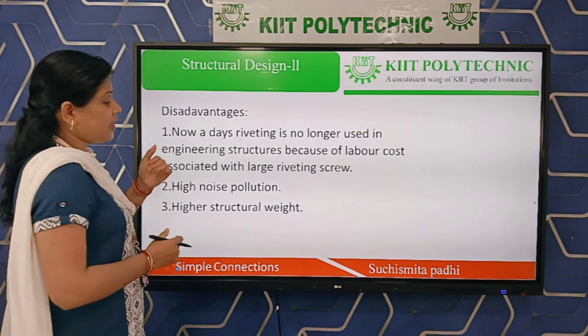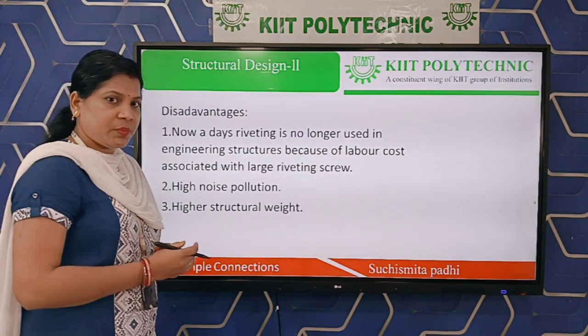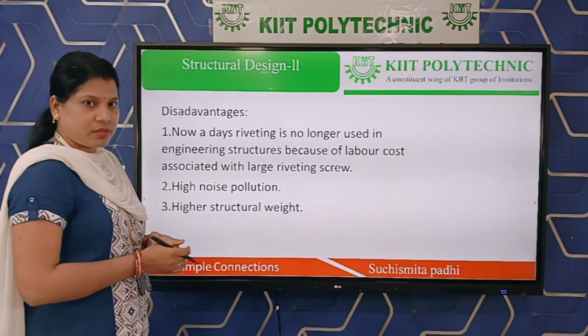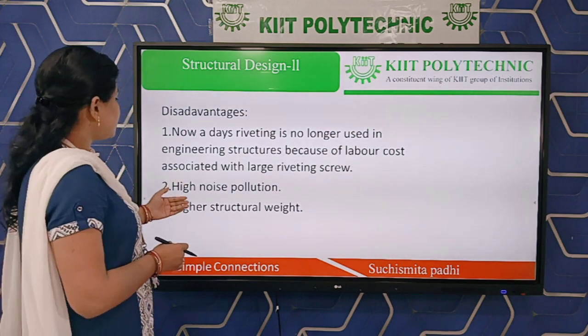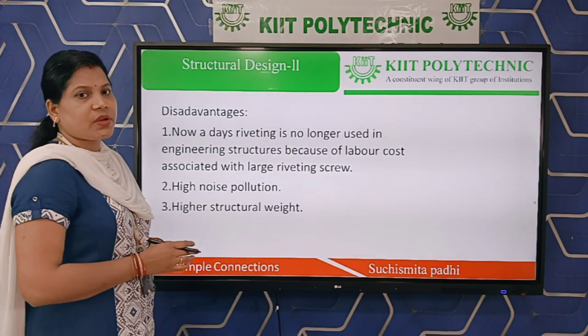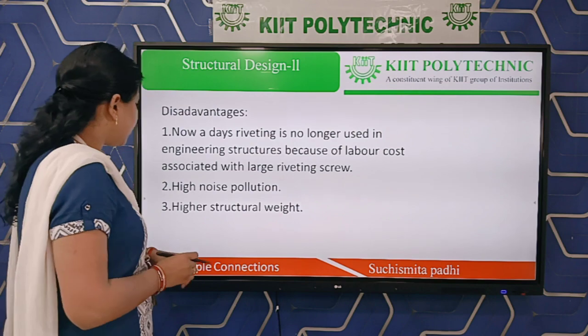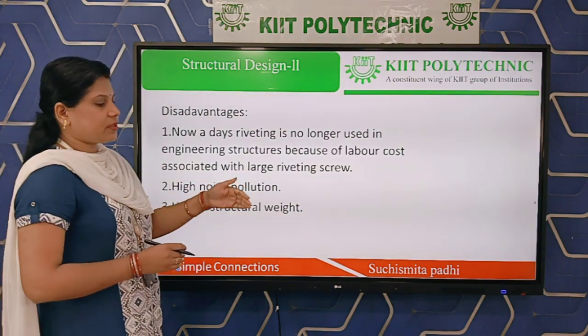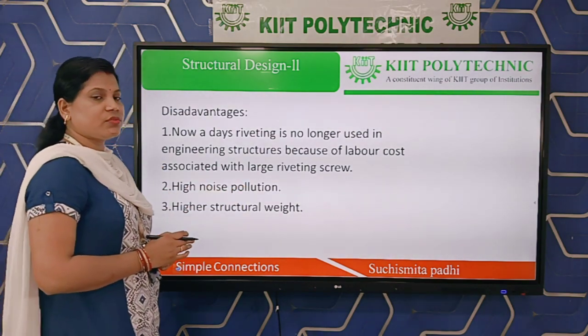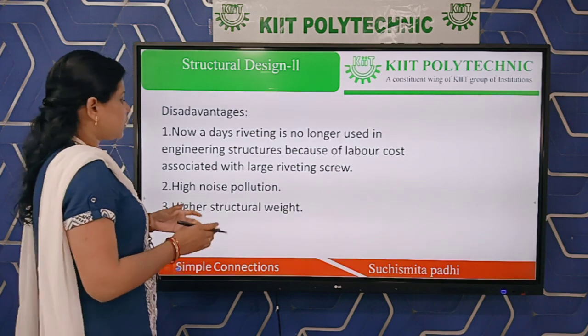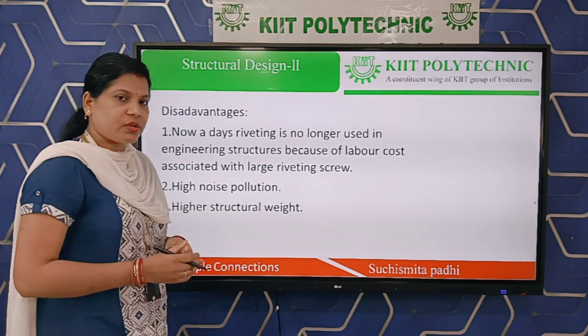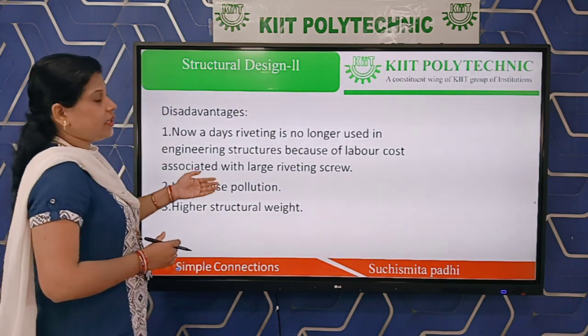And second is high noise pollution. During the riveting process, whether it is manual or by using a machine, there is high noise pollution. That's why we are not using riveting. And third is high structural weight. If you are making a structure by using the riveting process, then the structure becomes heavy. That's why also we are not using riveting nowadays.